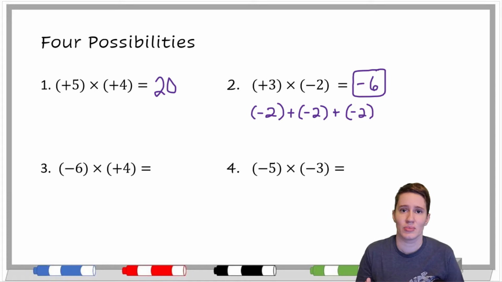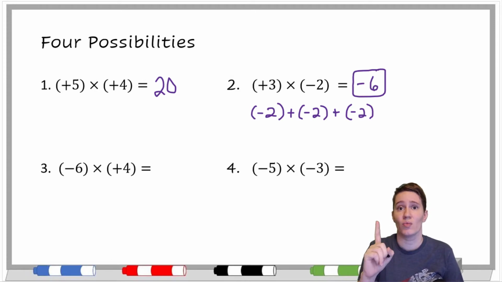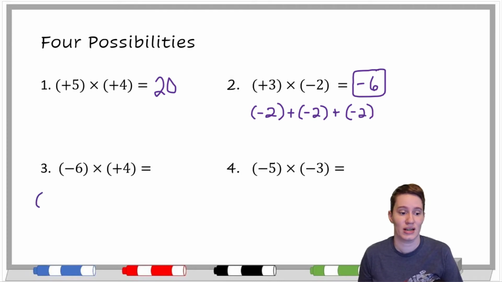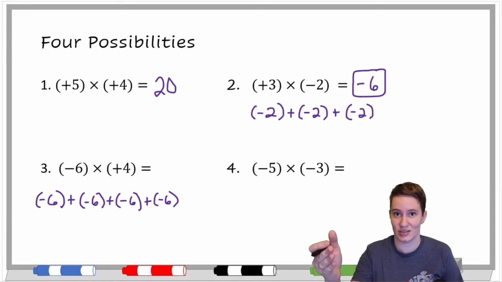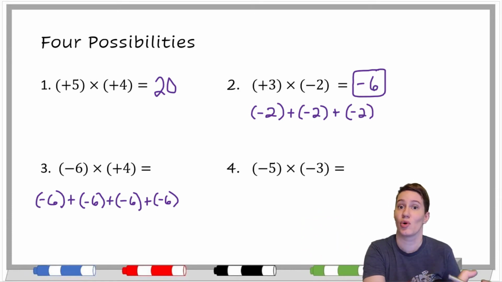Now, this next one on number 3 is actually the same kind of situation. Negative 6 times positive 4. I still have one of my numbers is negative and one of them isn't. So, double check if you'd like. We could say that this is negative 6 added together 4 times to help reinforce to us whether or not this should be a negative number. So, I've got negative 6 4 times. So does it make sense that when I do negative 6 plus negative 6 plus negative 6 plus negative 6, I'm consistently getting more negative, right?